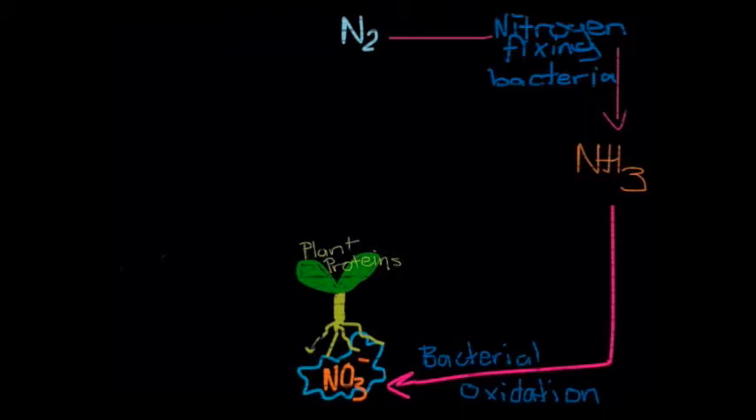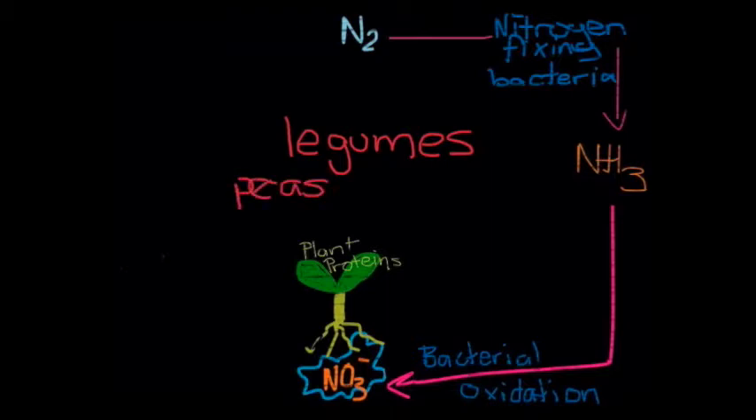Similarly, there are nitrogen-fixing bacteria. These are found in special plants called legumes. An example of legumes are peas. This process is similar to the Haber process in the sense that we get NH3 and then this is oxidised into the soil.